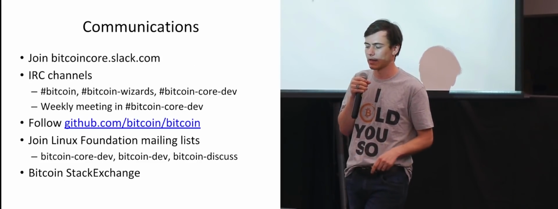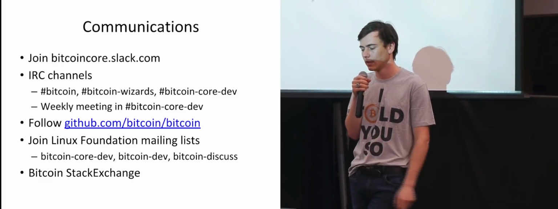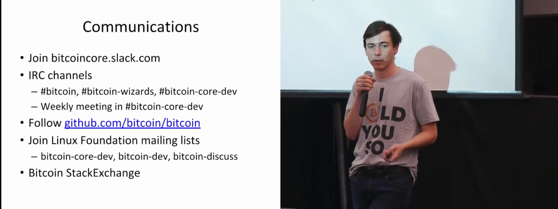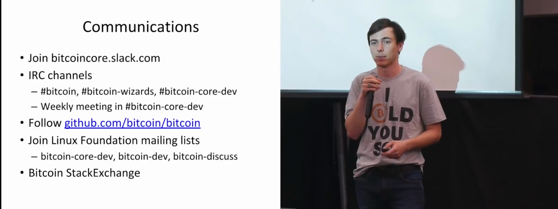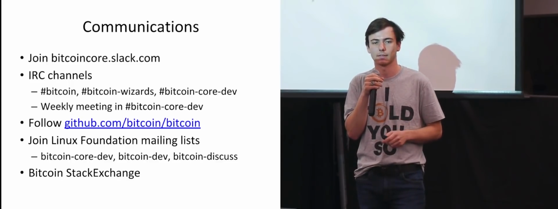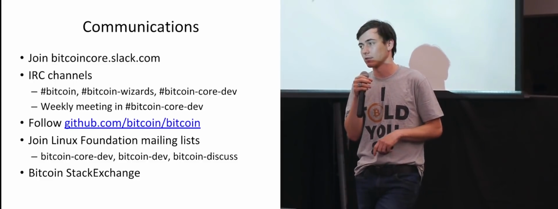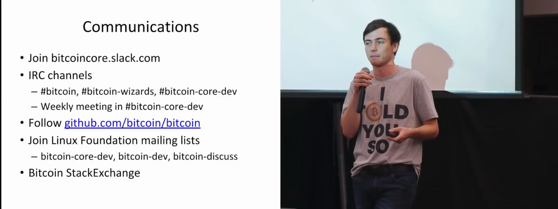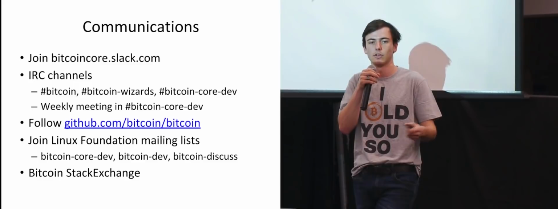The main channels: there's a Bitcoin Core Slack that you can check out. There are IRC channels that get used. The GitHub issues are good to follow as well. And then there are some Linux Foundation mailing lists that get used for announcement related things, if you have a big proposal or a new version comes out. And there's also a Stack Exchange, which is probably the best place to go and ask questions for understanding of something that you don't think is a new research question.